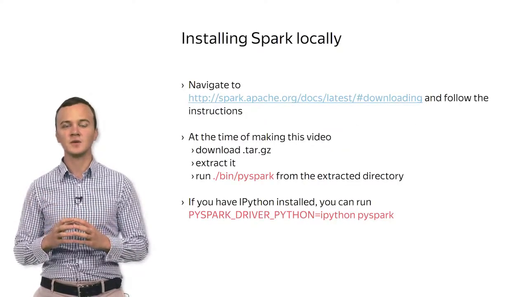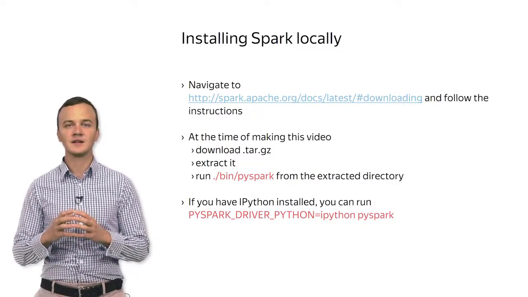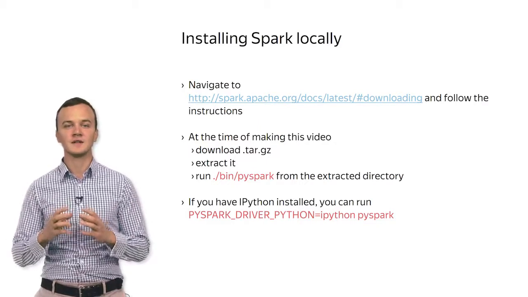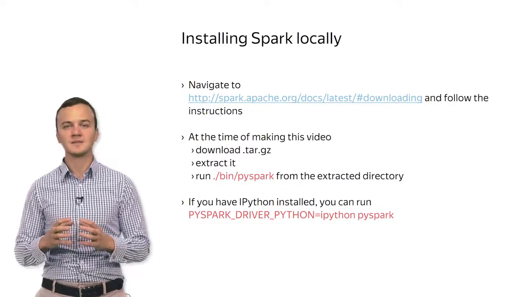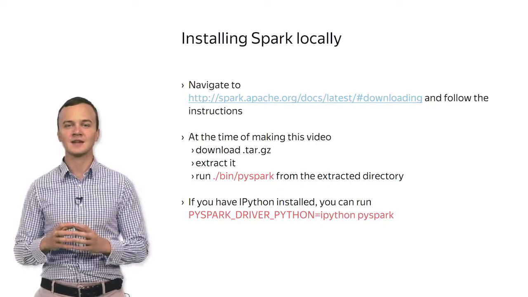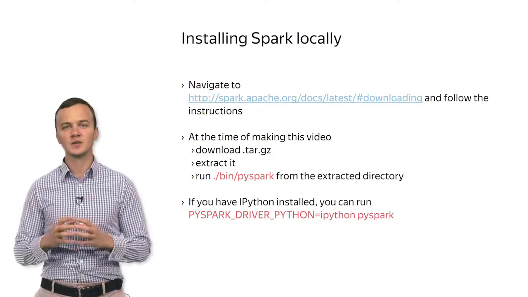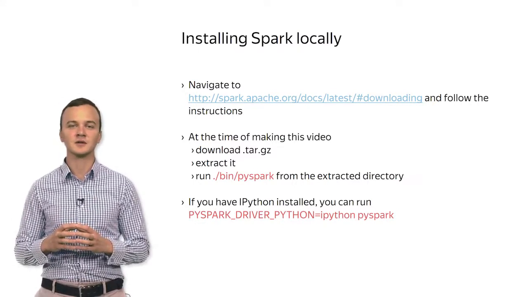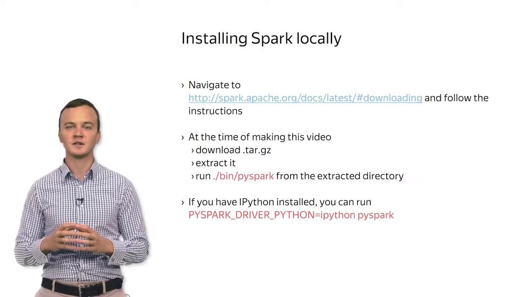First thing you need to do is to install Spark locally. You can follow the link in the slide to get the most recent instructions. At the time of shooting this video, local installation was as simple as downloading and extracting a tarball. Once completed, just go to the extracted directory and run the bin/pyspark executable. If you have IPython installed, you can use it as well by running the command in the slide.